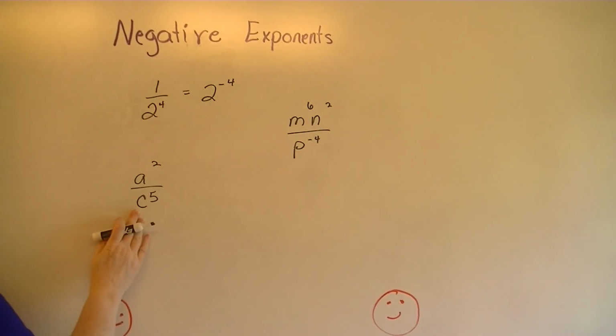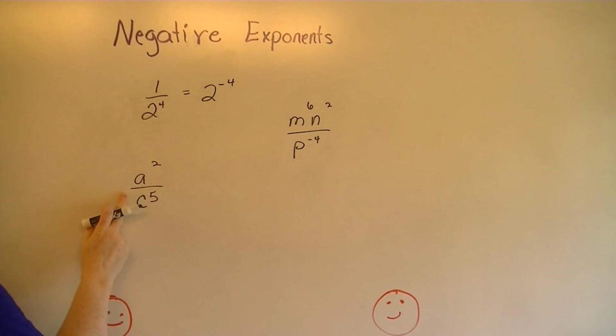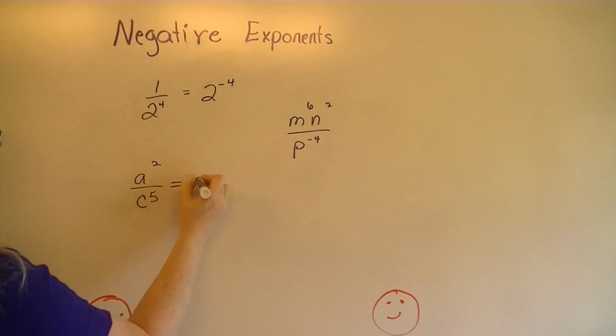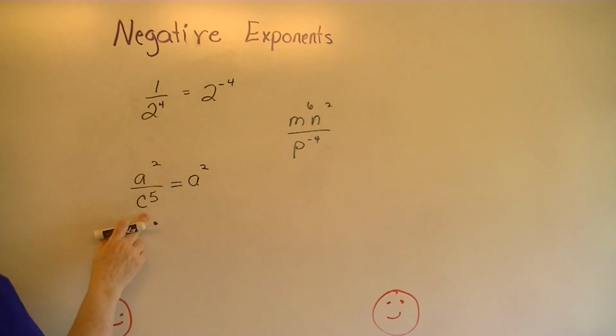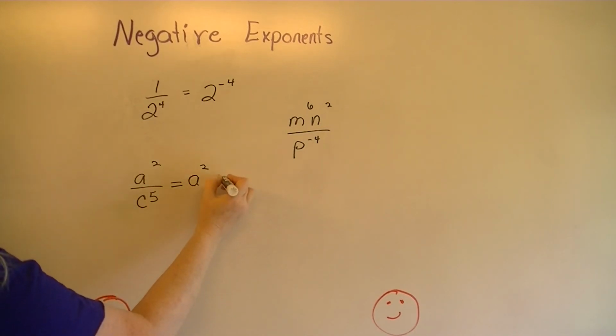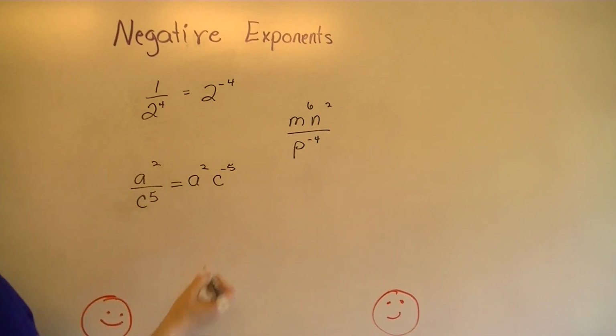Let's look at this one. They don't want me to write the fraction bar, so I'm going to leave my a squared. But the problem is I have a denominator, so they want me to write the answer without the denominator. So to get c to flip back up to the numerator, I have to make the exponent negative. So that was pretty easy.